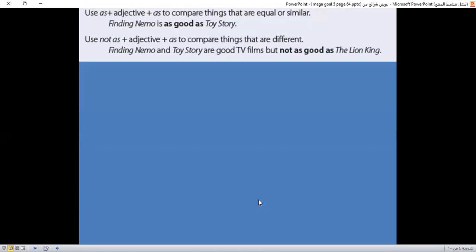And then we had what? As adjective and then as. So here we have, as you can see, as adjective as, which is the affirmative form. I mean by that when things are equal or similar, or sometimes they are different. In this case, I'm going to add not as, and then the adjective, as. And this is the negative form. In this grammar, I don't care about short or long adjective, because I'm using the adjective as it is.